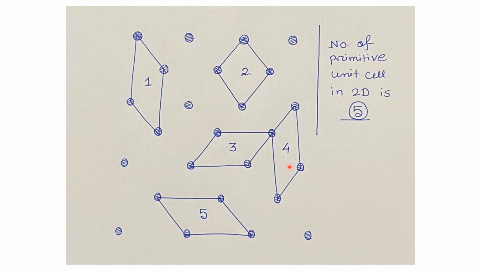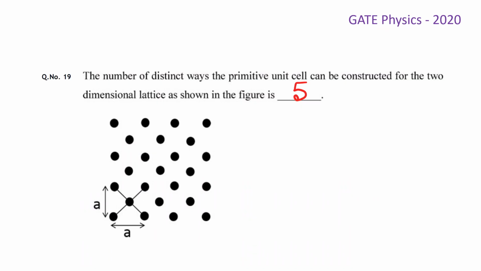Fourth possibility is again a parallelogram connecting these 4 points. And the last and fifth possibility is connecting these 4 points to get the parallelogram shaped primitive unit cell for this two-dimensional crystal structure. So there are a total of 5 possibilities. So the number of primitive unit cells in 2 dimensions is 5. From this solution, we found that for this two-dimensional lattice structure, the number of distinct ways the primitive unit cell can be constructed is 5.